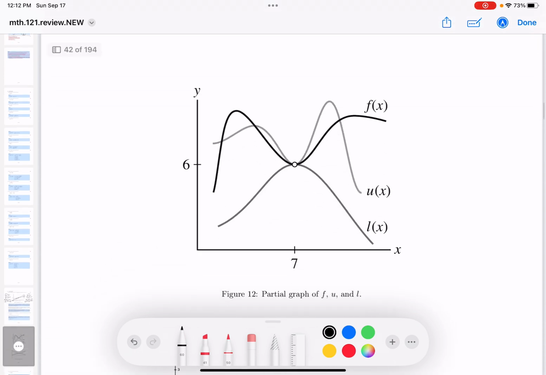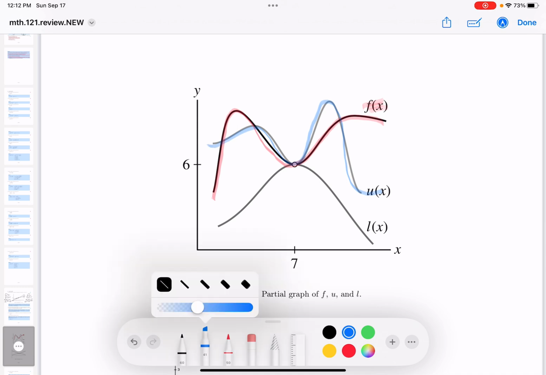All right? Let's take a look at it. I do see the f of x. F of x is this curve over here. Let me just trace it in for you. This is f of x. And let's talk about the upper curve. They call that u of x, like this over here. Again, I'm just outlining what it looks like. And then let's talk about the lower curve, which is this over here.